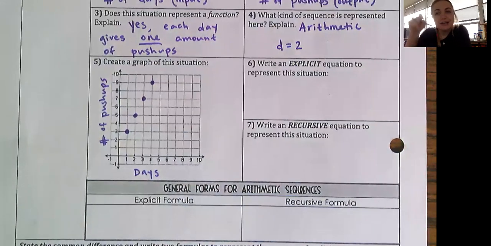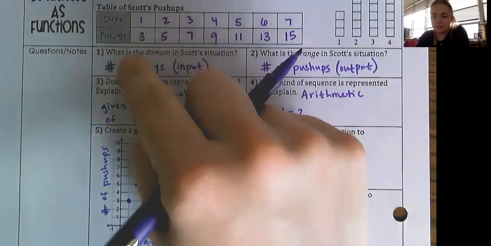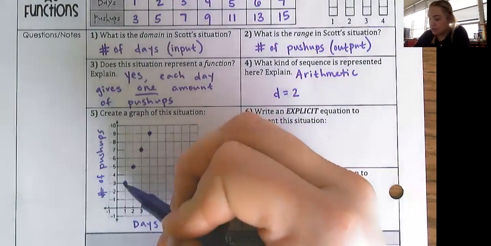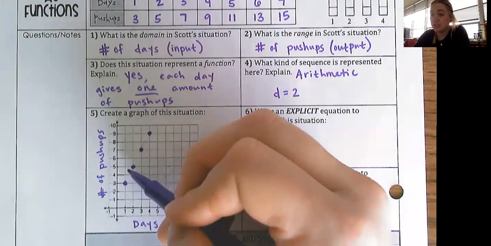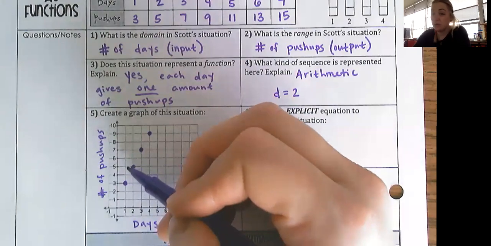Let's think about that. Does it make sense to connect the dots? Some of you might be saying, yeah, of course it makes sense. When you have a straight line, you connect the dots. Not necessarily true. What's the situation here? Days and push-ups. So how many push-ups have they completed at 1.5 days? Do we know if Scott's halfway through his push-ups by the middle of the day? We don't know that.